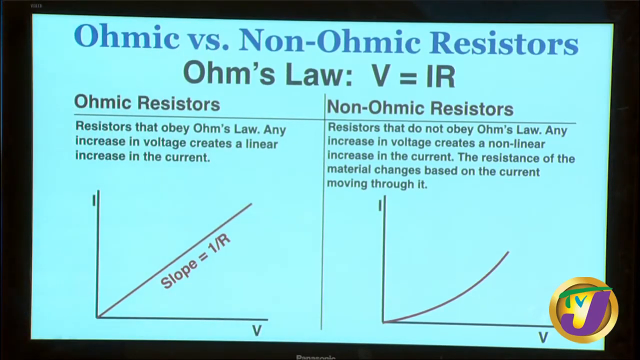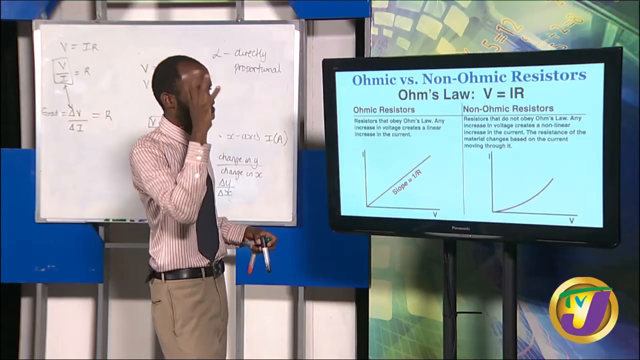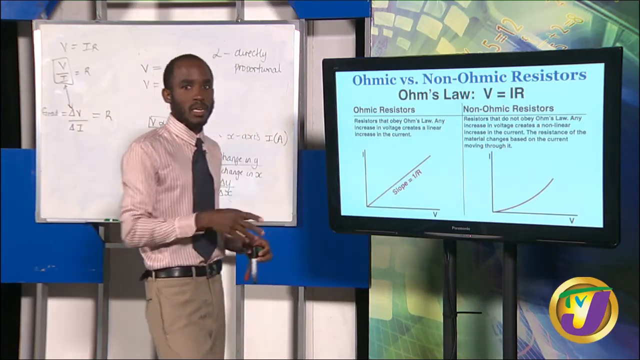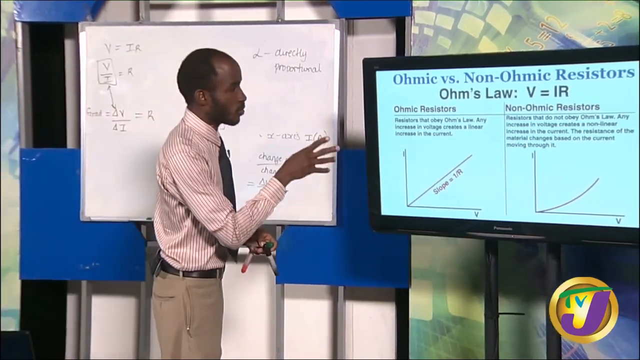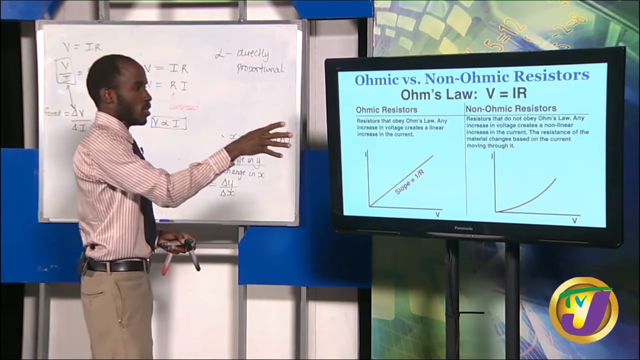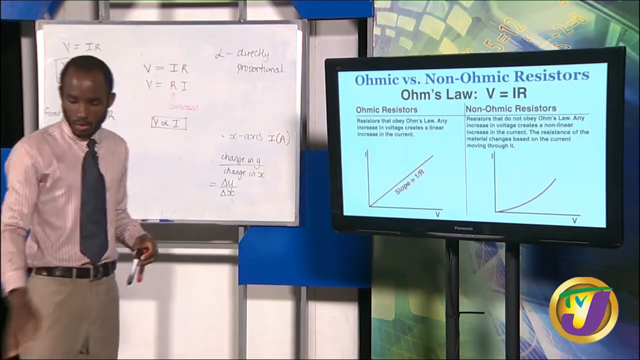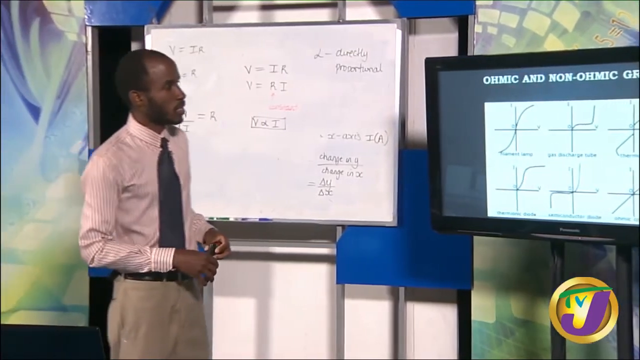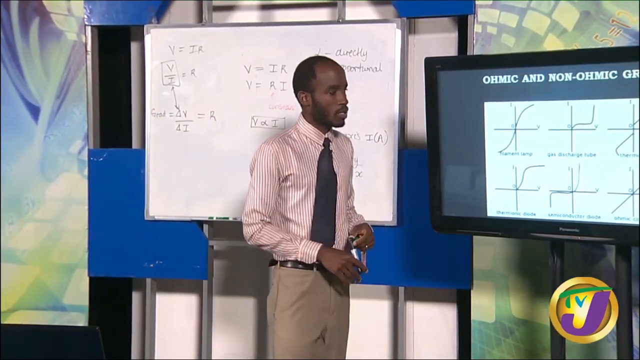For non-ohmic resistors, it's not a straight line, simply put. So you can have a curve, you can have a zigzag, whichever way it works out. But once it's not a straight line, then it is non-ohmic in its behavior. So non-ohmic loads or resistors give no straight line, only curves. And here are some typical graphs of some ohmic and non-ohmic devices.